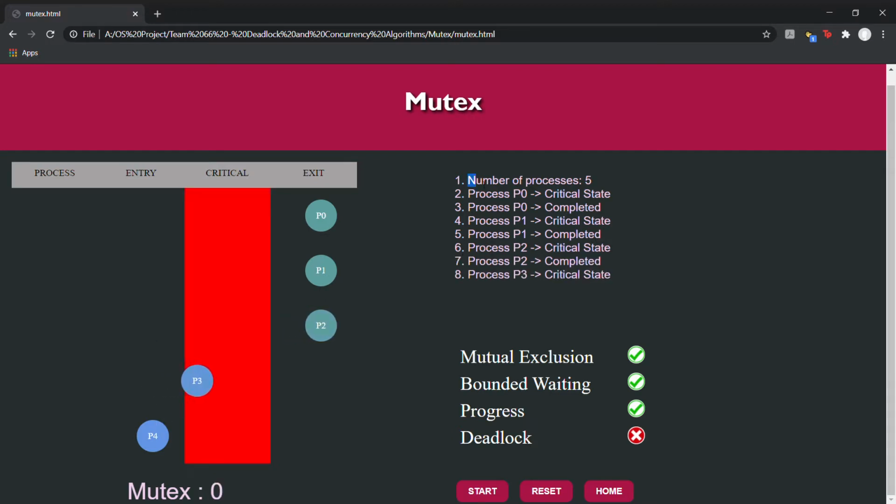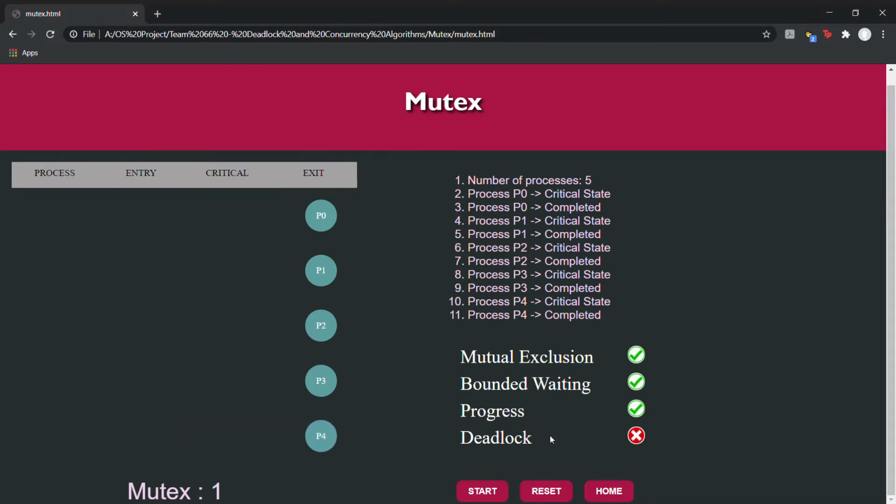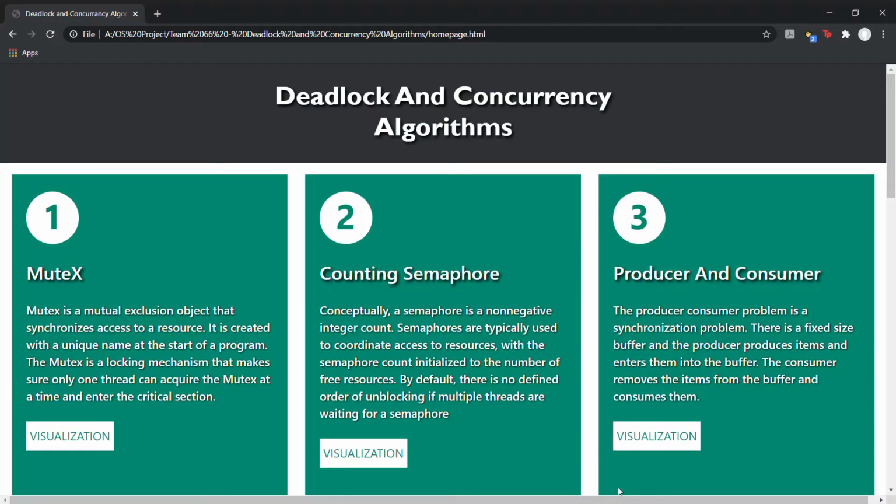Here is the process log, which shows the number of processes that are completed or are in the critical section. This algorithm avoids deadlock while it ensures mutual exclusion, bounded waiting and progress. We can reset the algorithm and go back to the home page.